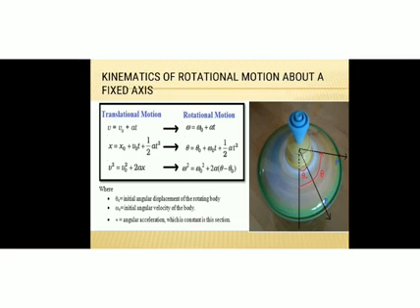First, in the kinematics of rotational motion about a fixed axis, we are discussing the equations of motion. You all are familiar with Newton's equations of motion. You had studied like this: v = u + at, s = ut + (1/2)at², and v² = u² + 2as. So here instead of u they have given v0.